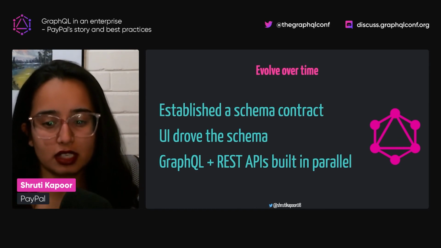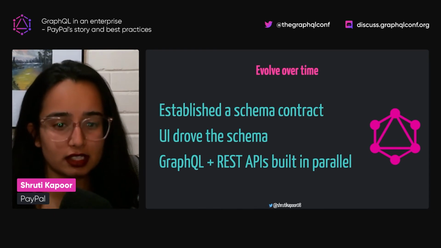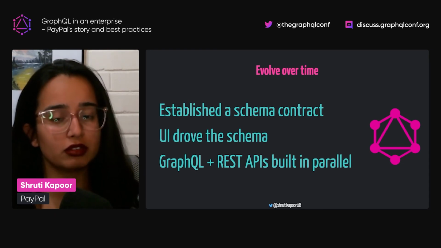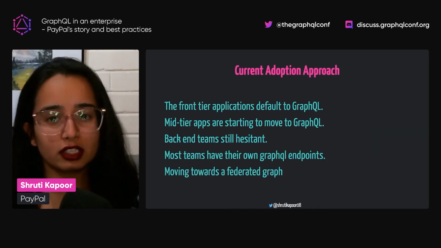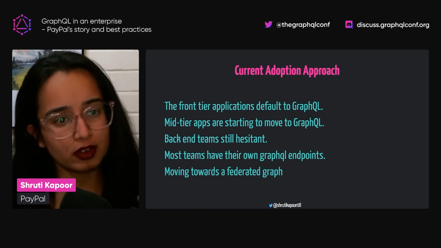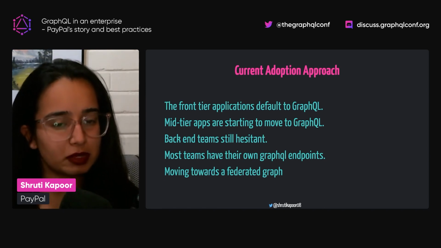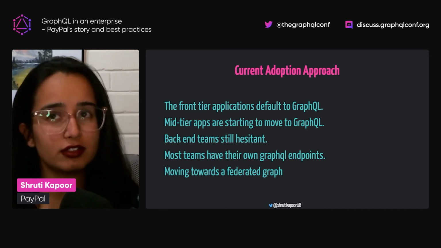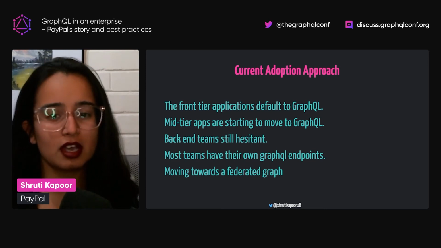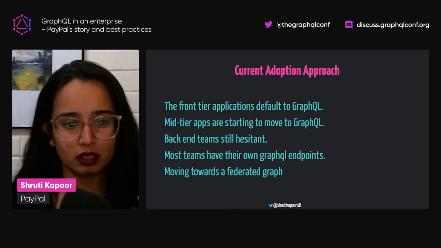So that helps us keep our legacy APIs at the same time while building new APIs in GraphQL. Our current adoption approach is that most of our frontend applications are now moving to GraphQL, and GraphQL has become kind of the default pattern for building UI apps. Our mid-tier applications are now starting to move to GraphQL.